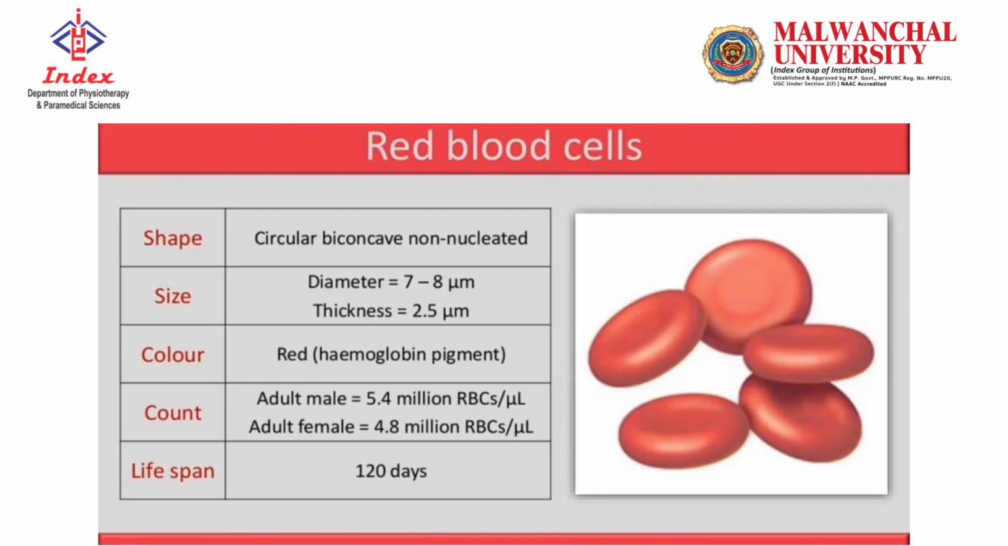RBC count, the normal count of RBCs or erythrocytes: adult male 5.5 million RBCs per microliter, adult female 4.8 million RBCs per microliter. Now we'll discuss lifespan of RBC. The normal lifespan of RBCs is 120 days.